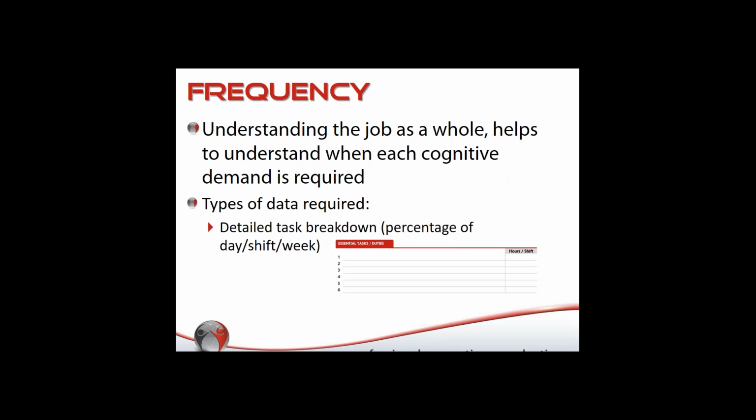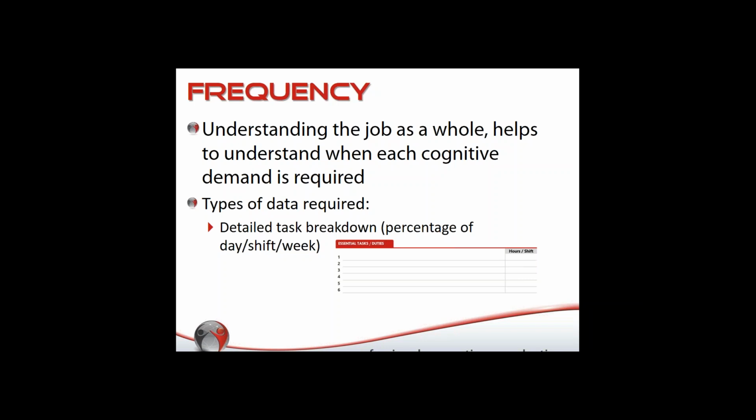When we're looking at the frequency, I think I already started going into this a couple slides prior, but understanding the job as a whole allows us to determine when each cognitive demand is going to be required. I've got an example here in the bottom right-hand corner; we've only got 6 tasks listed, but you could have 30 if you wanted. But the essential tasks or duties section of a cognitive demands assessment is incredibly important because I can't objectively say that memory occurs for 30 minutes out of every hour, because I don't see that, right? So I can't objectively document it that way.